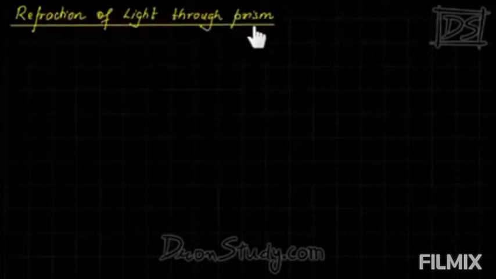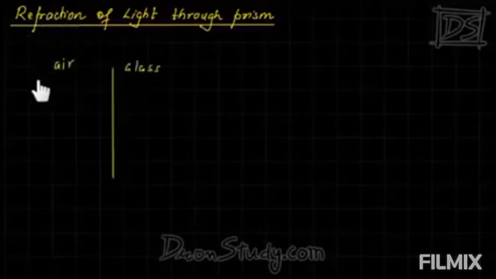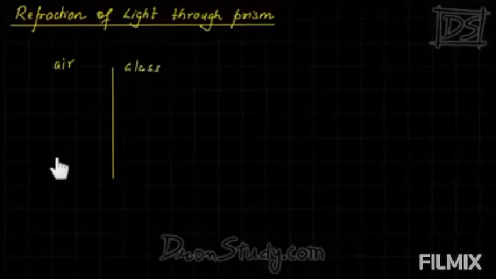Now we can study the refraction of light through this prism. When we consider what refraction is, it is the bending of light according to the medium. When a light ray passes from one medium to another medium, the light ray will bend. This is the process of refraction.